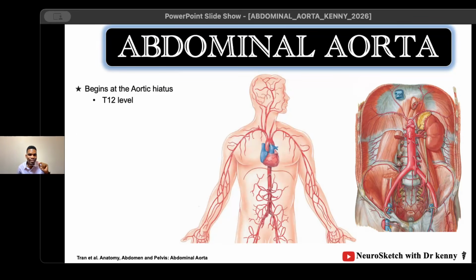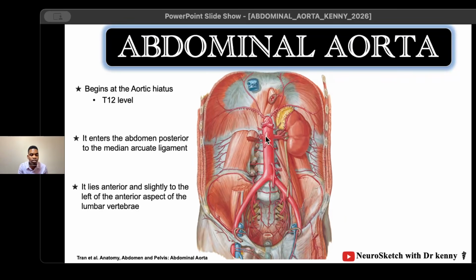This descending aorta is going to punch the diaphragm at the level of T12 through the aortic hiatus to form the abdominal aorta. This is to say the abdominal aorta is a continuation of the thoracic aorta once it punches the diaphragm at the level of T12 through the aortic hiatus. It is passing anterior to the median arcuate ligament, and it lies on the anterior surface of the lumbar vertebra, but a little bit to the left side. Look, it's a little bit to the left side here.